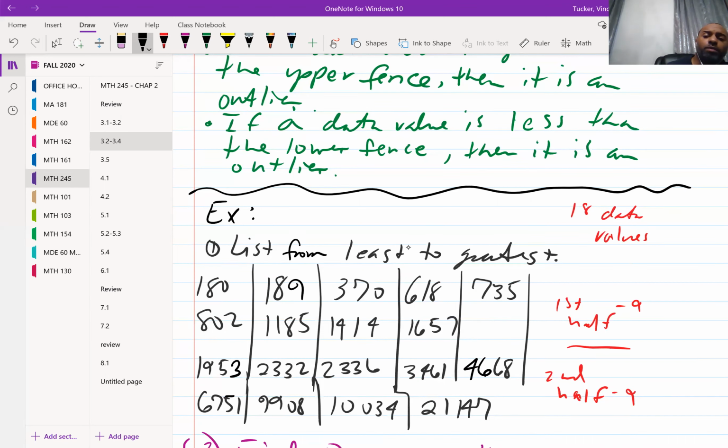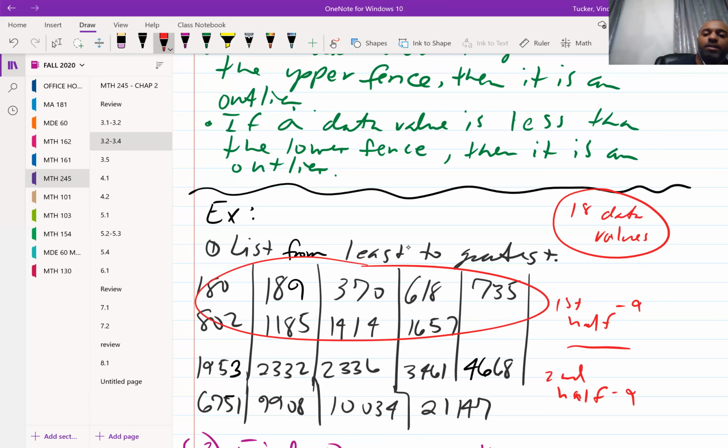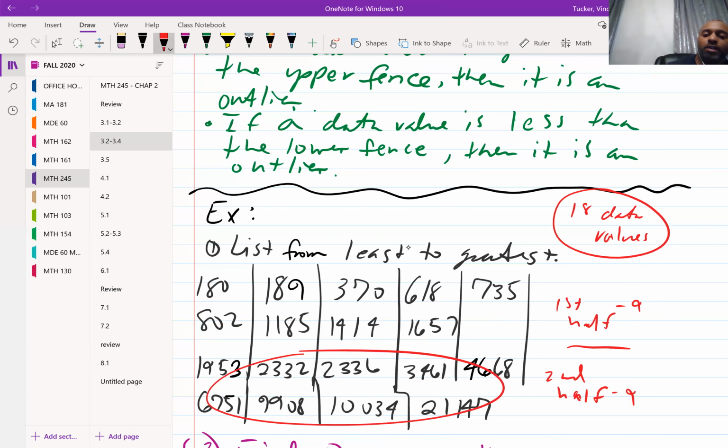Now, I wrote these in order. I went ahead and wrote them in order versus writing them out of order and then writing them again in order. We have 18 data values right here. So I split them up, 9 here, 9 down here.